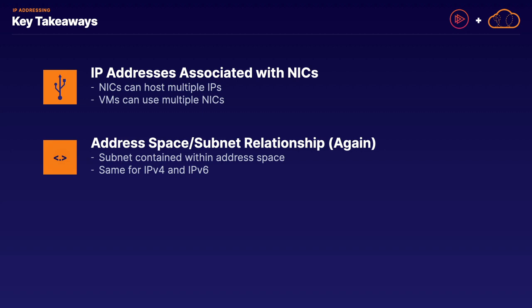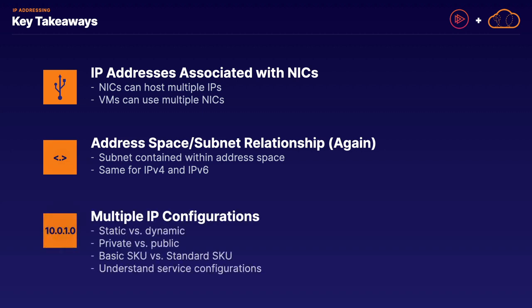And then finally, we learned about the 3 different types of configurations that are possible when it comes to IP addresses, which include static versus dynamic, private versus public, basic SKU versus standard SKU, and there will be an ongoing requirement to know which network services require different combinations of the above. That's going to go ahead and wrap it up for this fundamental lesson of IP addressing on Azure. Let's go ahead and move on to the next one.